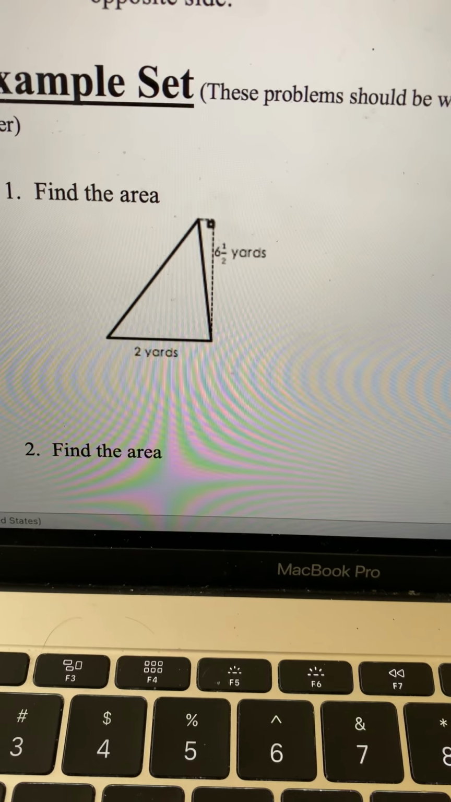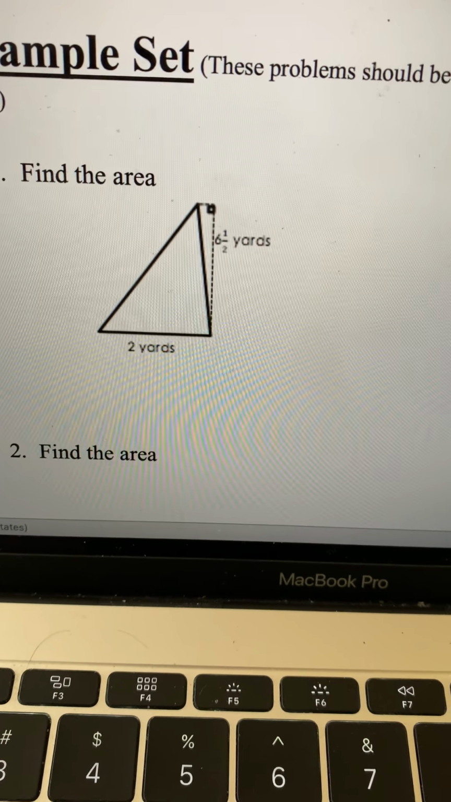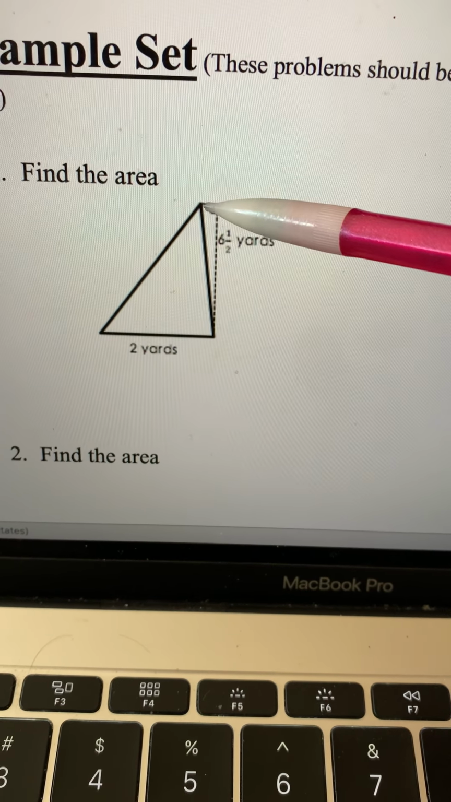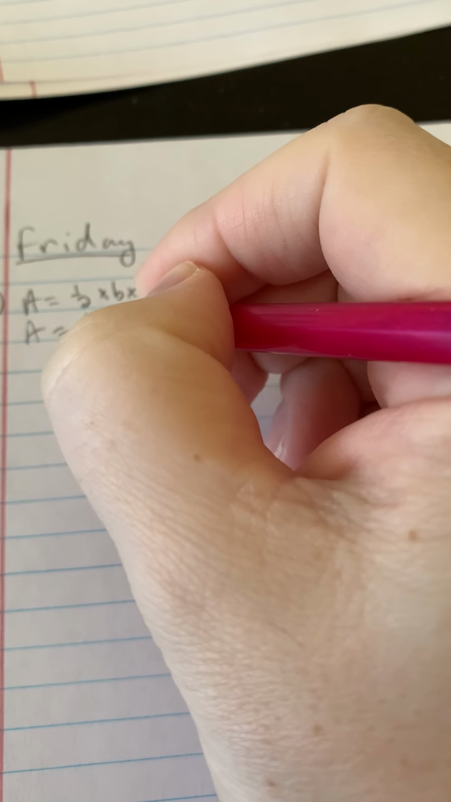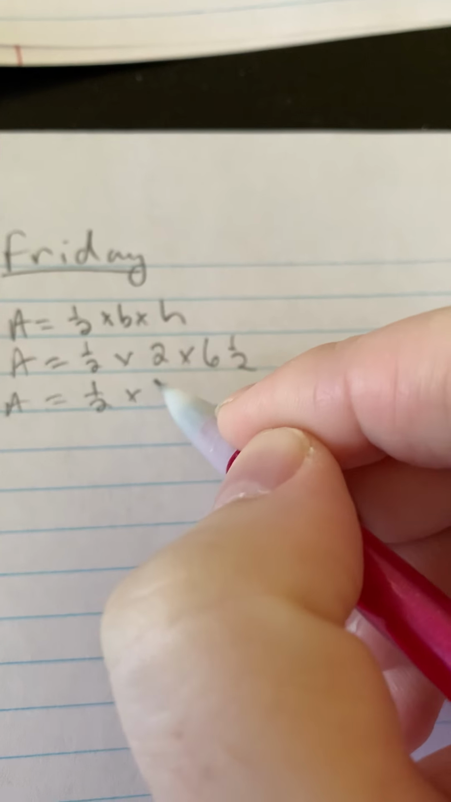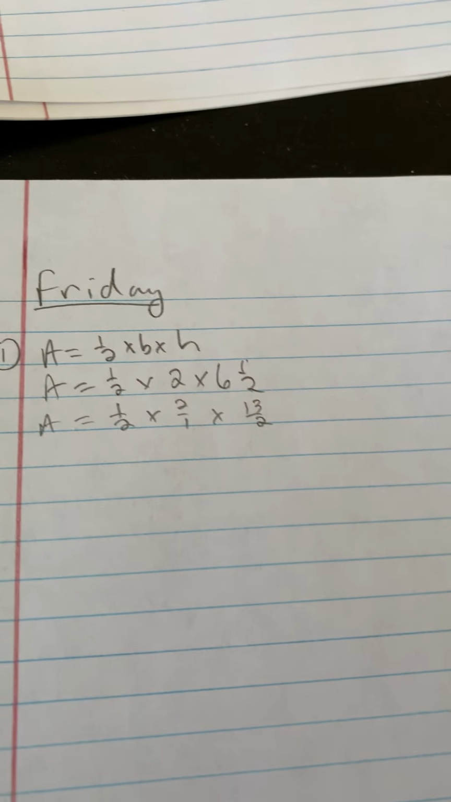Looking at this first example, remember that sometimes on a picture, the height can be outside of the actual picture, because the height is the distance from the bottom all the way to the opposite point. So when I write my work for number 1, I'm going to do area equals 1/2 times base times height. I decided to use that formula because this has a fraction in it. That's the only time I really use this formula. Area equals 1/2 times 2 times 6.5. I cannot do that problem unless I change everything to an improper fraction. So 1/2 times 2 over 1 times, 2 times 6 is 12, plus 1 is 13 over 2.